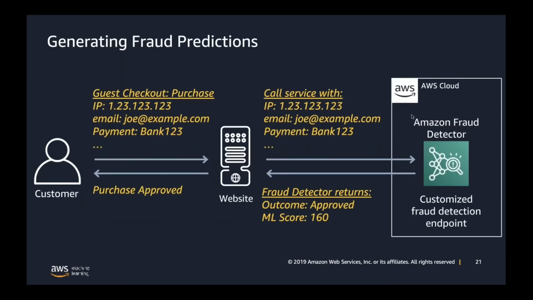All right, so this is just an example of how this can work. You have a customer who wants to make a checkout. Your website will see the IP address, the email, the payment information. From there, once your website sees that, it'll go ahead and send that to Fraud Detector. And then Fraud Detector will return back a score, right? And these scores are going to be between 0 and 1,000. So usually the higher that number is, the more likely that's fraud. The lower the number is, the more likely that is not fraud.